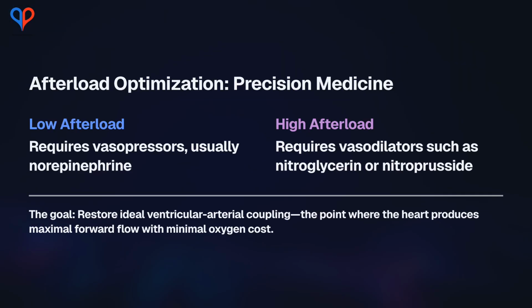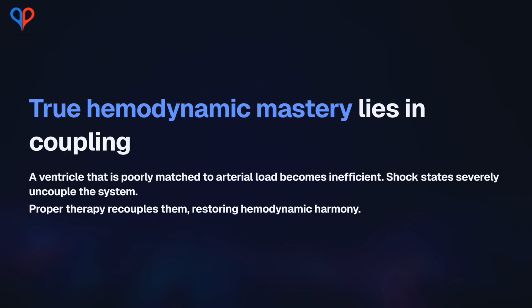Afterload optimization is equally precise. Low afterload requires vasopressors, usually norepinephrine. High afterload requires vasodilators, such as nitroglycerin or nitroprusside. The goal is to restore ideal ventricular arterial coupling, the point where the heart produces maximal forward flow with minimal oxygen cost. True hemodynamic mastery lies in coupling.